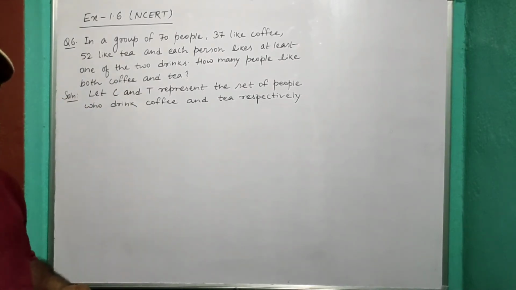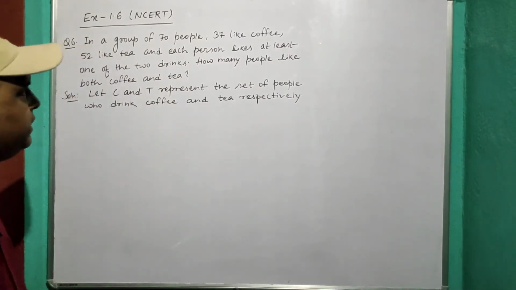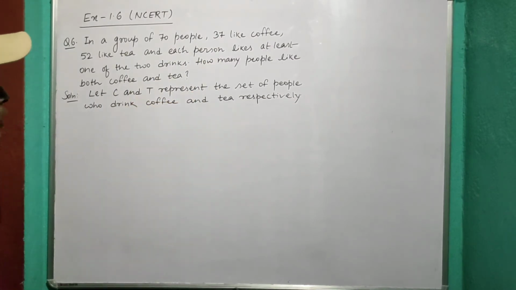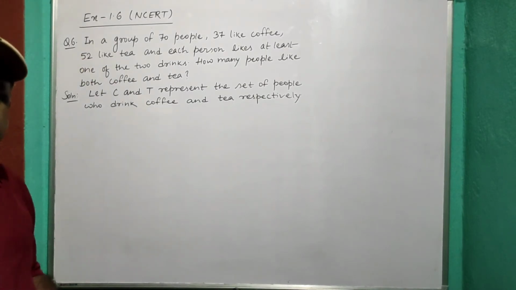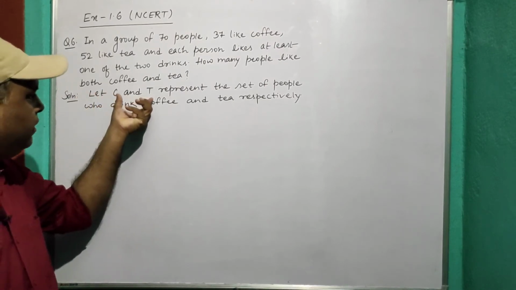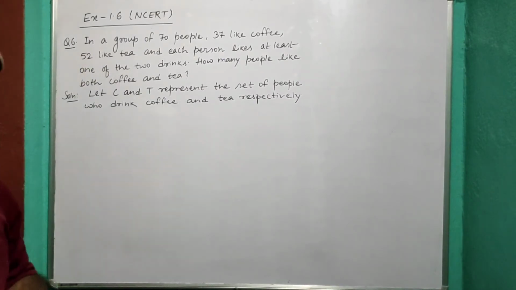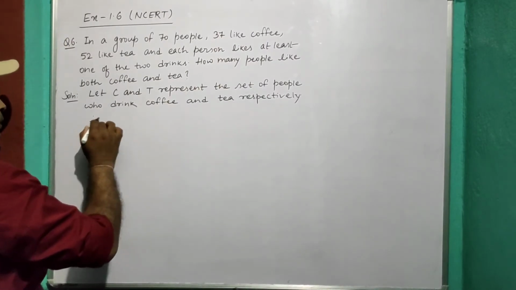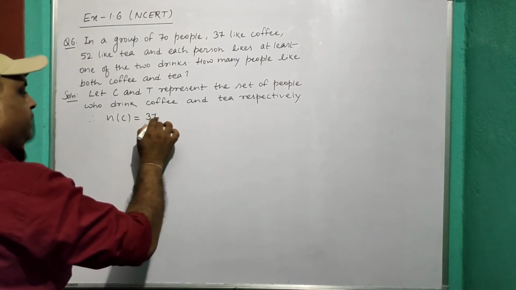Now this is your question number 6. It is given that in a group of 70 people, 37 like coffee, 52 like tea, and each person likes at least one of the two drinks. So how many people like both coffee and tea? Okay, so let us assume that C and T represent the set of people who drink coffee and tea respectively. It means 37 like coffee means n(C), number of people who are drinking coffee, is 37.